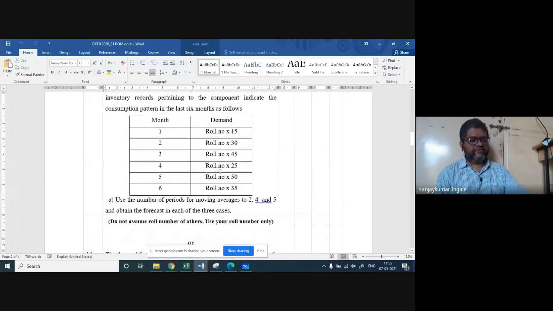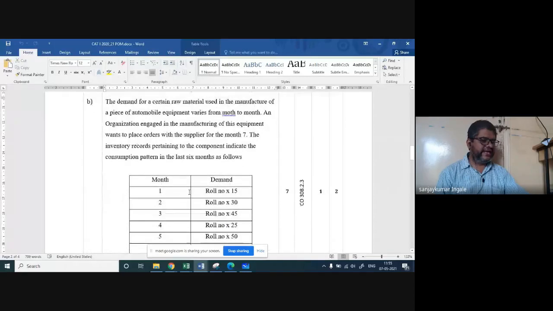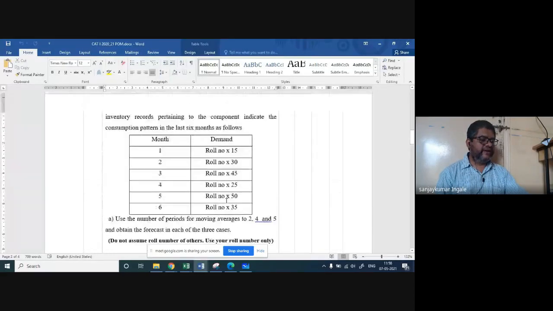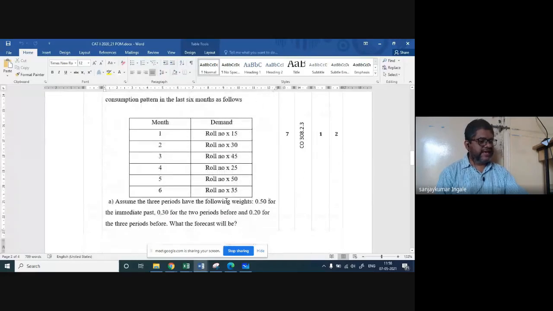As the time was only 1 hour, I have not changed the first data. I had kept the first data the same as it is, so you'll find the demand for the first 6 months is the same. Only it was a weighted moving average. And what was given is 0.5 for the immediate past, 0.3 for the 2 periods before, and 0.20 for 3 periods before.